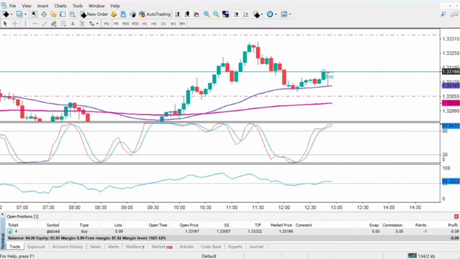Patience, right? So I jumped in on a buy at 1.33167. Stop loss at 11 pips. Take profit at 16.5 pips. Lot size 0.09.